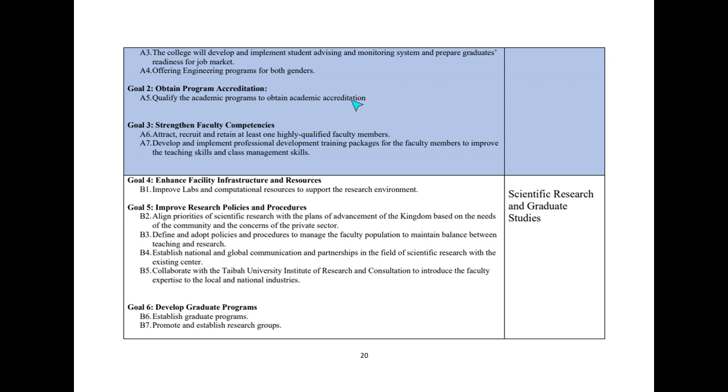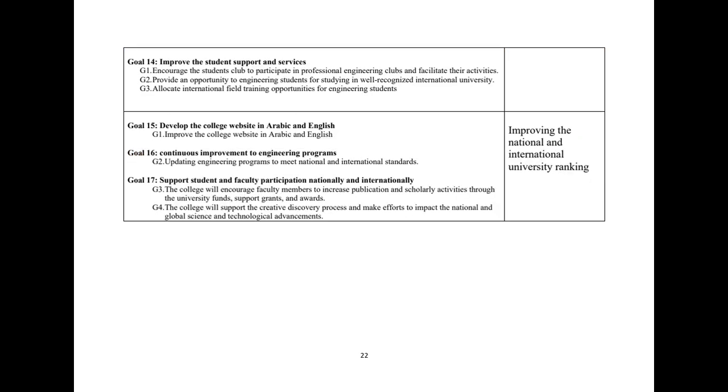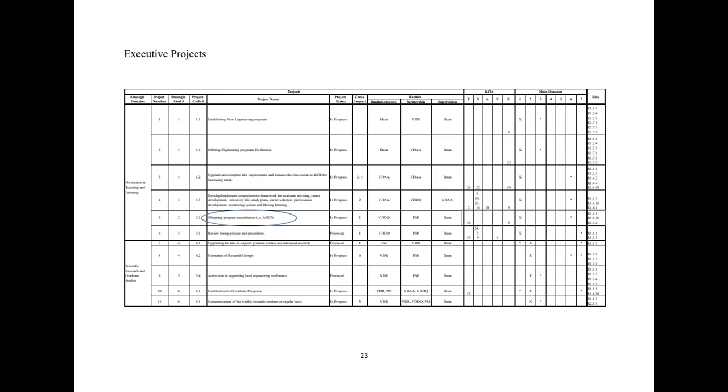Now you moved from the objective, the very large one, distinction in education, in teaching and learning, and then you come to one very small scope, one of the SMART goals here, which is to qualify the program to obtain the accreditation. Now you put your executive projects. The executive projects means المشاريع التنفيذية. Now you come to the practical. You have goals, you have objectives. Okay, now we work on it and we implement it.